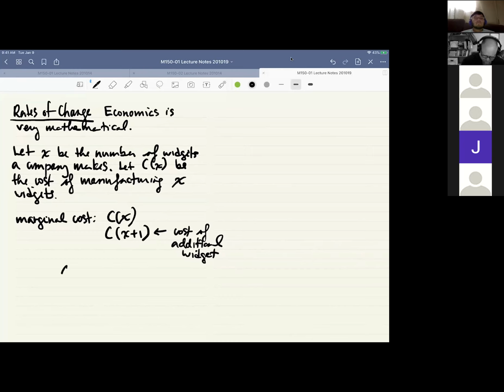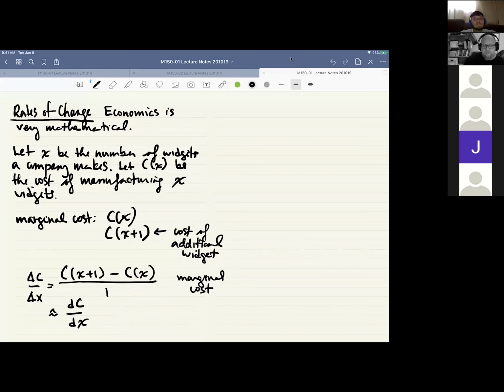How does that change the overall cost? Well, the change in cost, delta C, is the difference in costs. And so economists say, let's look at the change in costs with respect to the change in the number of widgets we make, just by adding one. So delta X is going to be 1. This is called the marginal cost. And economists say this marginal cost, delta C over delta X, is approximately equal to the derivative of C.